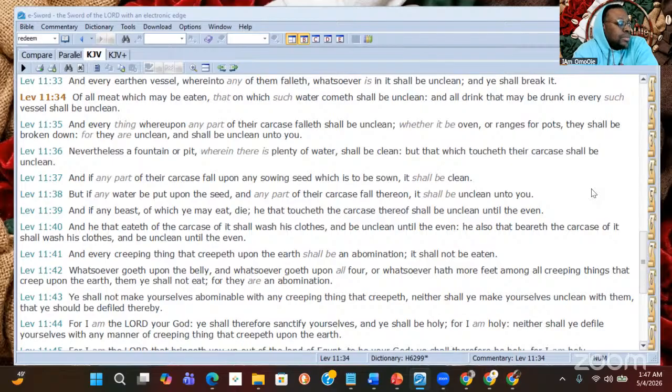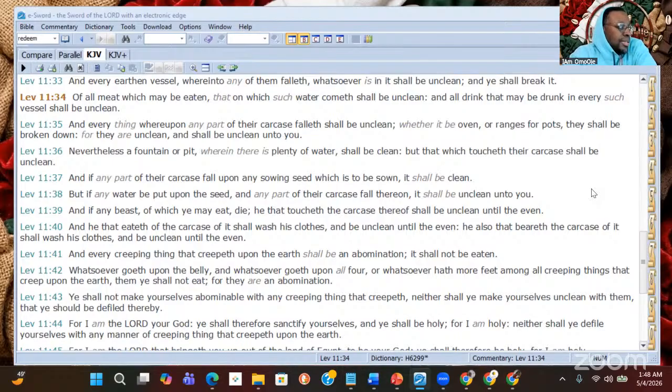And everything whereupon any part of their carcass falleth shall be unclean, whether it be oven or ranges for pots. They shall be broken down, for they are unclean, and shall be unclean to you. Nevertheless, a fountain or pit, wherein there is plenty of water, shall be clean, but that which toucheth their carcass shall be unclean. And if any part of their carcass fall upon any sowing seed, which is to be sown, it shall be clean. But if any water be put upon the seed, and any part of the carcass fall thereon, it shall be unclean to you.